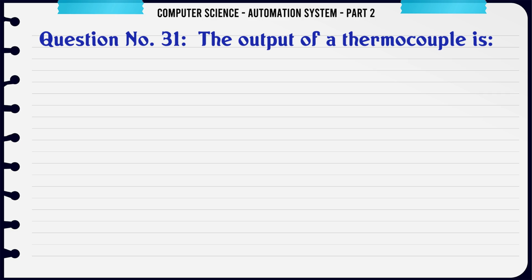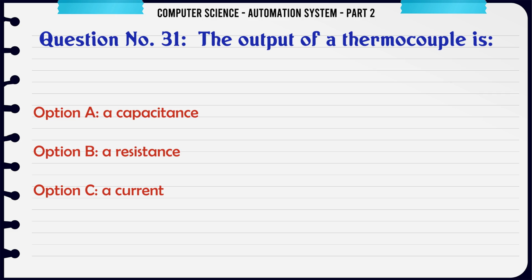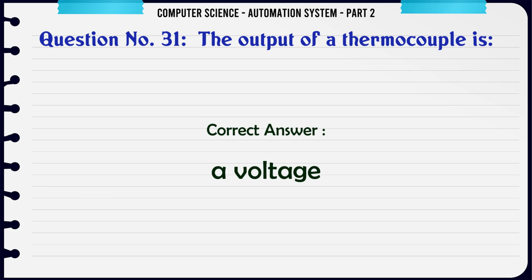The output of a thermocouple is: A. A capacitance. B. A resistance. C. A current. D. A voltage. The correct answer is a voltage.